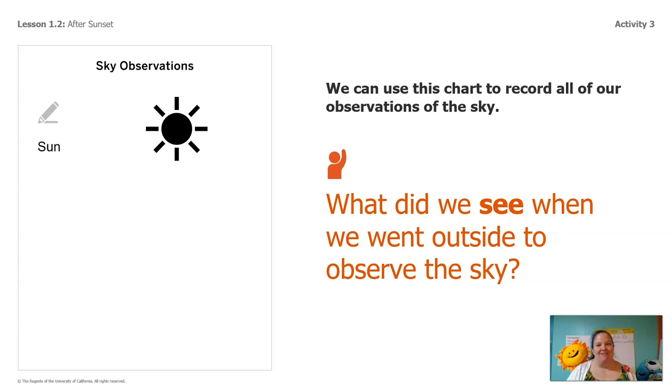The other thing that Lavender and I both saw in our observations was clouds. Did you guys see any clouds when you made your observations? There's a cloud. Yeah. So I saw the sun and clouds when I looked up in the sky. What did you guys see? Did you see the sun and clouds? Or did you see just clouds? Or did you see just the sun? What did you see?